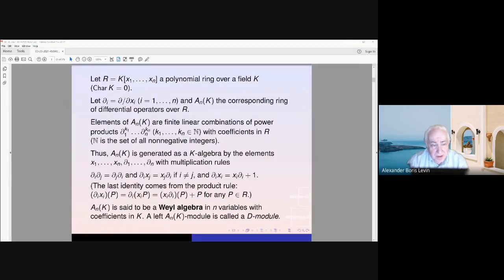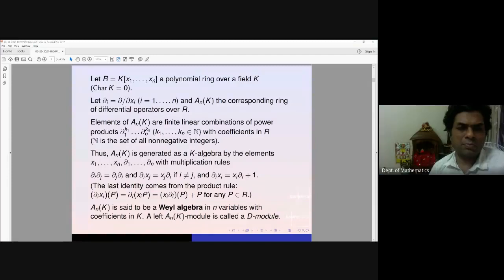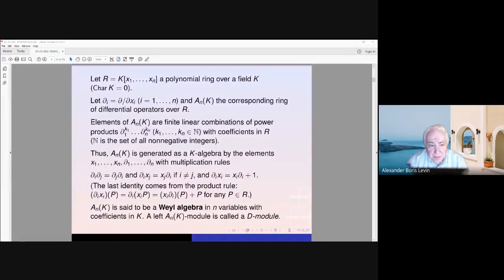introducing this theory. We consider a ring R of regular polynomials over a field of zero characteristic, and we consider partial derivations with respect to each of the n variables. D_i denotes partial differentiation. The Weyl algebra is simply the ring of differential operators over this ring R with these derivations. Therefore, elements of this Weyl algebra are linear combinations of power products of derivations with coefficients in R. The coefficients are polynomials. As an algebra, it is generated by these elements, the x's and the D's.